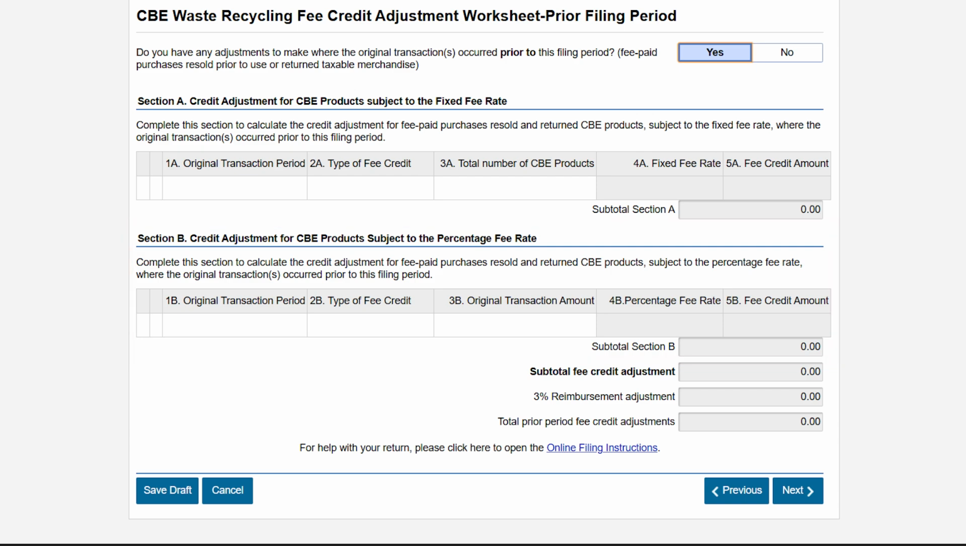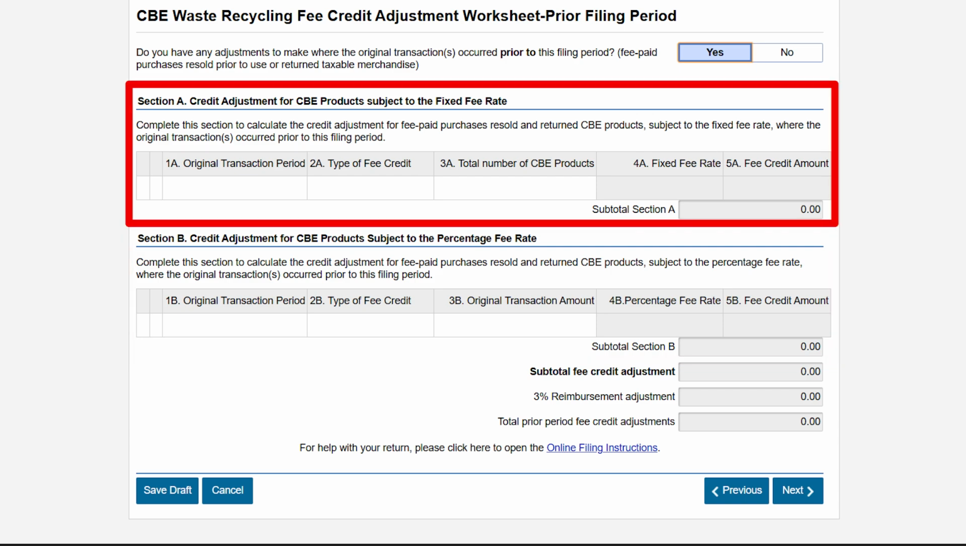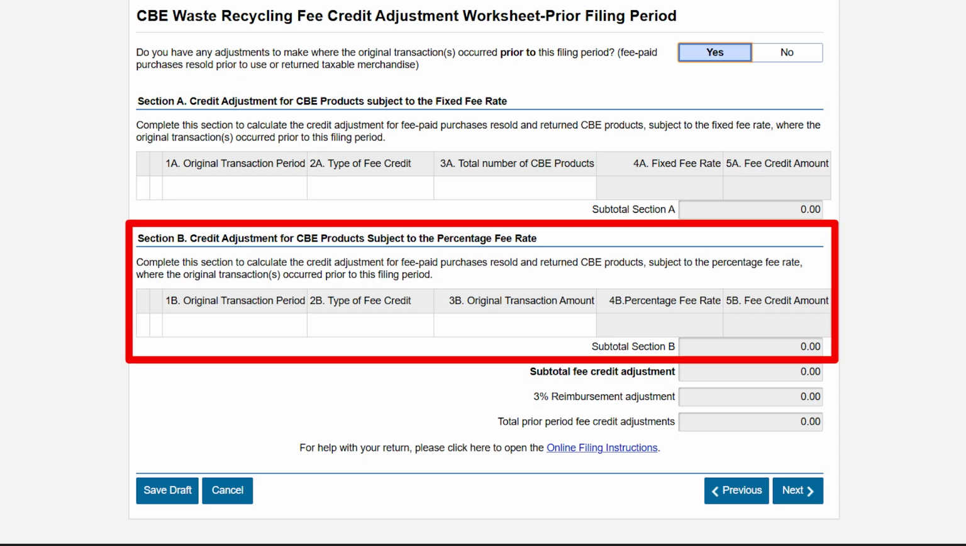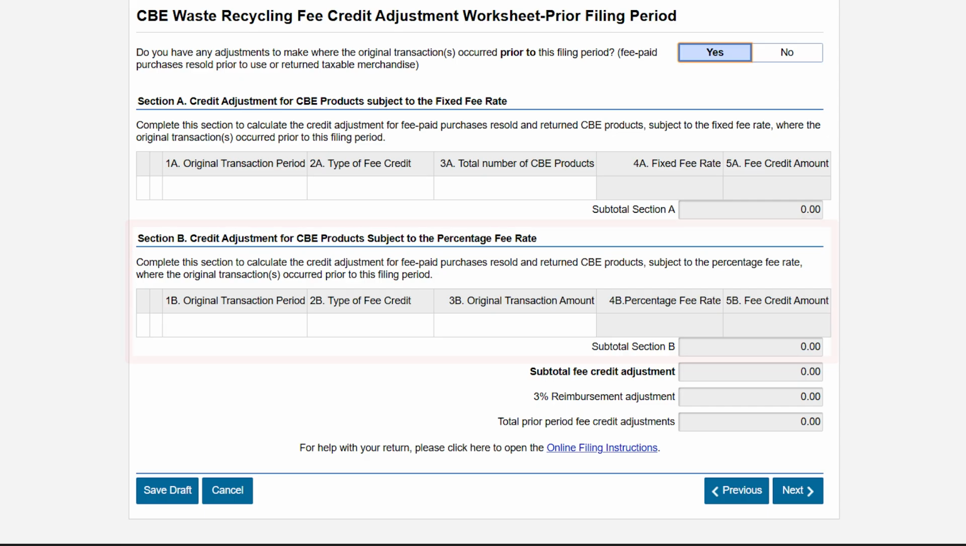In our example, we do not have any adjustments to make for CBE products with a retail selling price of $1,000 or more that are subject to the fixed fee rate, and we will leave Section A blank. However, we do have one credit adjustment for a CBE product with a retail selling price under $1,000 that is subject to the percentage fee rate, where we reported and paid the fee on a CBE product in a previous filing period, but the CBE product was returned by the customer during the current filing period.